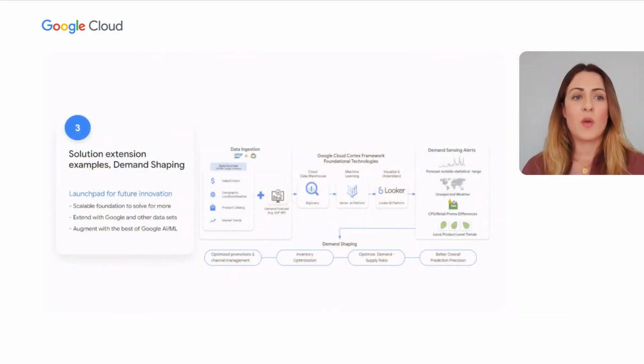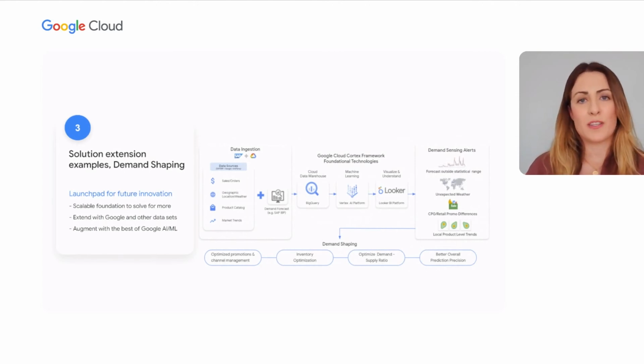In our third and final demo, we'll show you an example of a solution extension with demand shaping. We're building on a scalable foundation with the Google Cloud Cortex framework and providing extended value through Google data as well as other data sets. This helps to further augment with the best of Google AI and ML and provide value to you and your business. We'll combine our SAP ERP data and SAP IBP data together, along with Google Trends, weather, and syndicated data to provide new insights. Vertex AI, used on top, helps to generate demand sensing alerts in Looker.